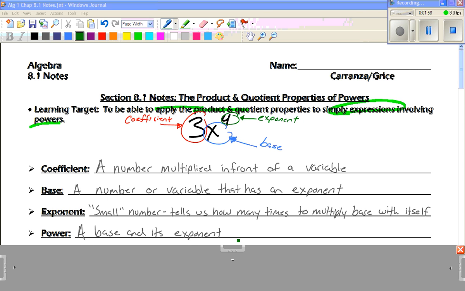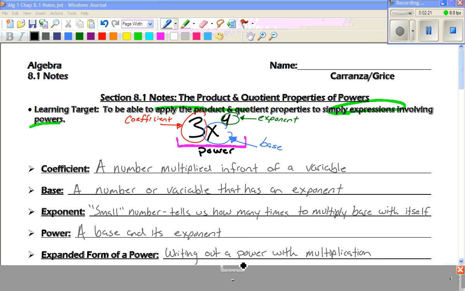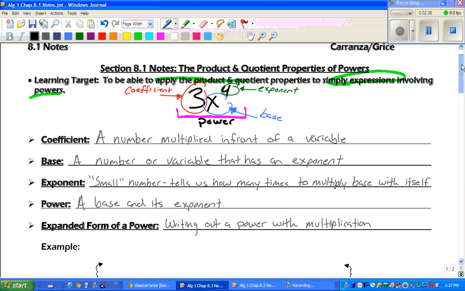Now, finally, a power is a base and its exponent. So, altogether, this whole thing, that's called the power. Okay, and then finally, our last word is expanded form of a power, and that's writing a power with the multiplication, so writing it out the long ways. And we're going to get started with that in just a second. So if you need to pause the video to get the rest of those vocabulary words down, go ahead and do so.